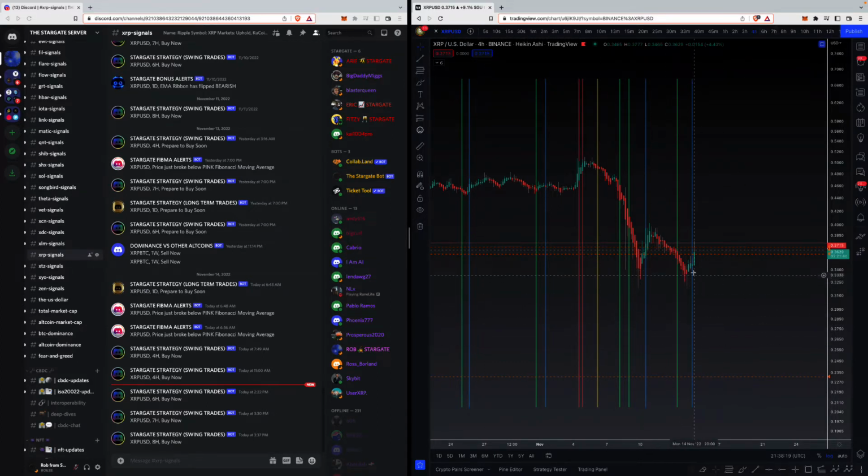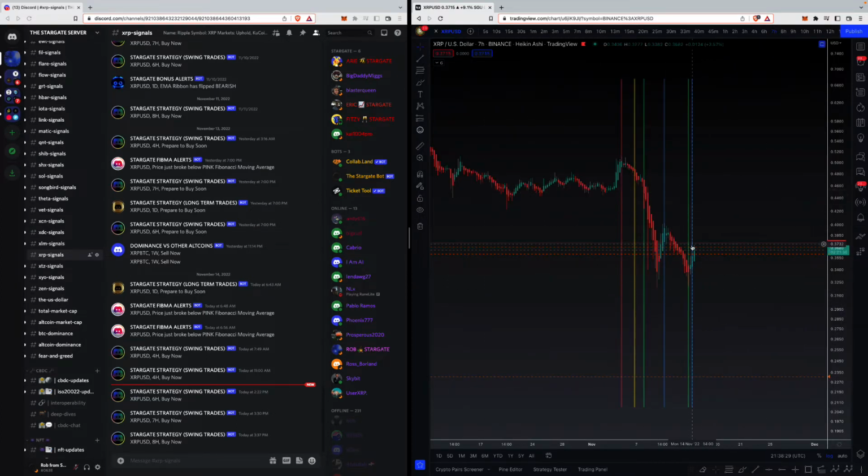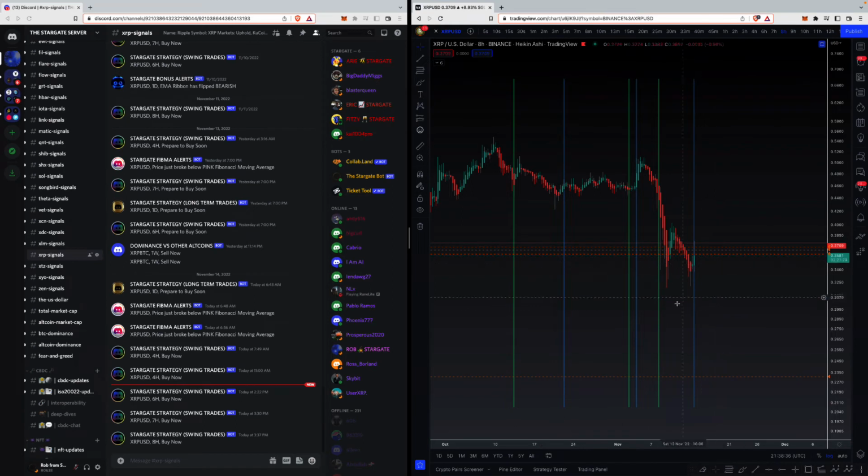So we have a 4-hour signal at 11. We got the vertical blue line, so that checks out. 6-hour, we got the vertical blue line, and we got the 6-hour buy now, 2:22 p.m. All right, that checks out. 7-hour chart, we got the 7-hour vertical blue line, so that's why we have the 7-hour buy now. 8-hour chart, we got the 8-hour vertical blue line. That's why we have the 8-hour buy now.